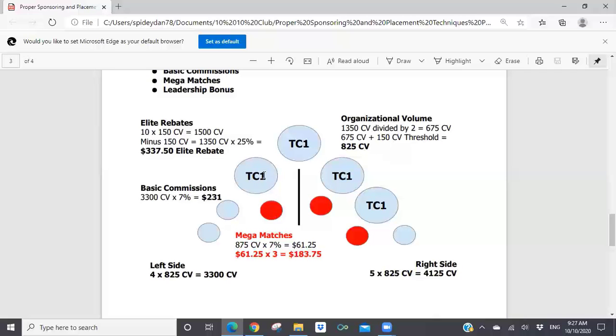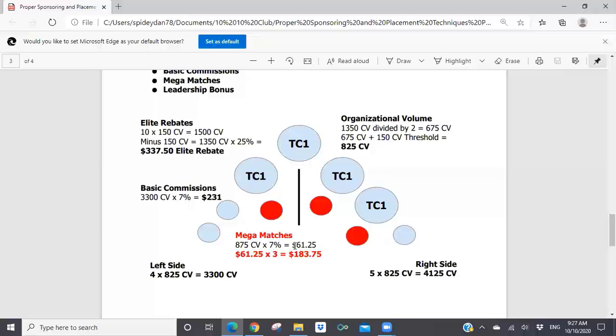Well, if I've got personally sponsored distributors who have added people to both sides of their organization, and these red dots are people that they've sponsored and helped, and they've helped their distributors build their Synergy business to 10 monthly orders at 825 CV, the basic commission is $61.25. And the nice thing about mega matches is it doesn't matter where they are in my Synergy organization.